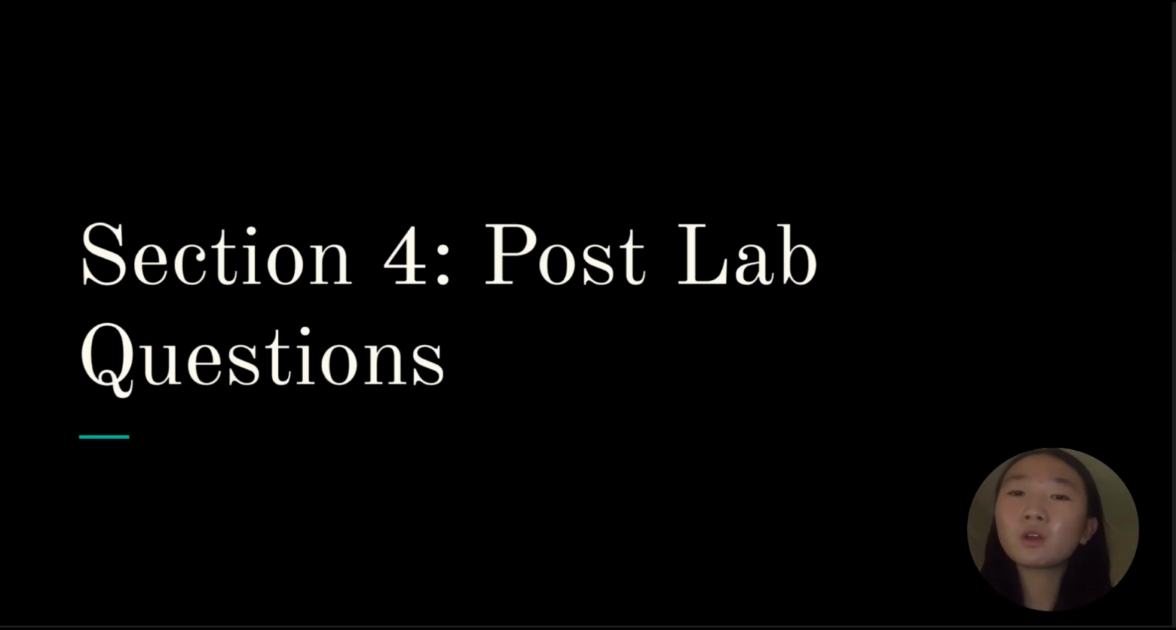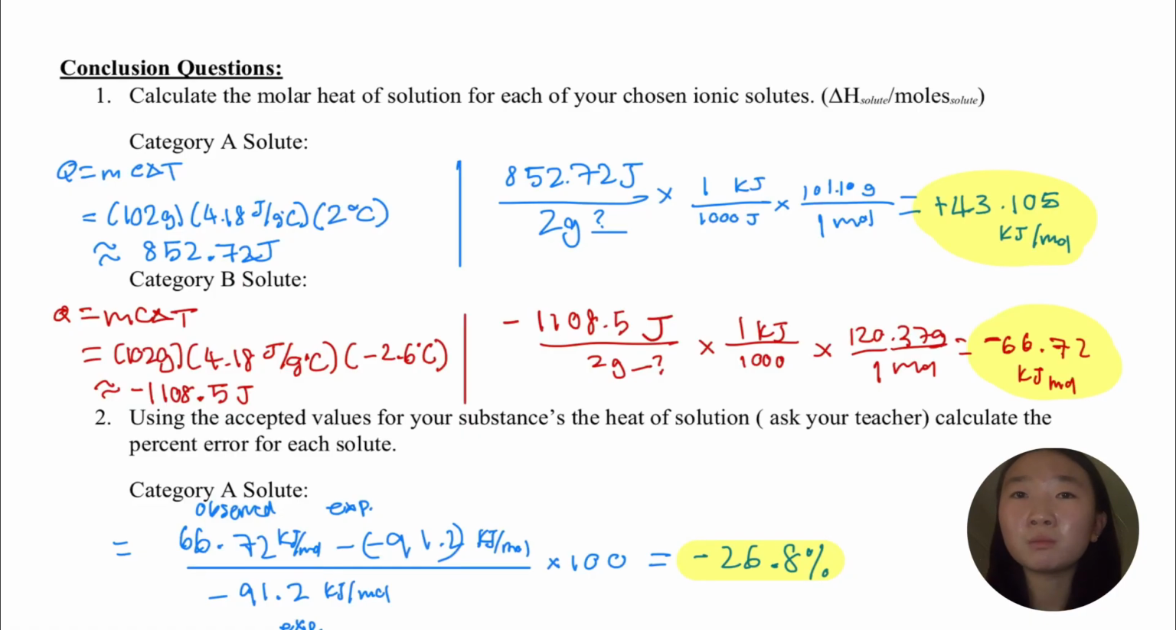As for section 4 of the post-lab questions, we start off with question number 1, where they ask us to calculate the molar heat of solution for each of our chosen ionic solutes. So first we use MCAT to find the heat energy, or Q, and then we get the total mass from 100 milliliters, which is equivalent to 100 grams plus 2 grams of solute, giving us a total mass of 102 grams. We multiply this by the constant of 4.18 joules over grams times Celsius, and then multiply that by the change in temperature of 2 degrees Celsius.